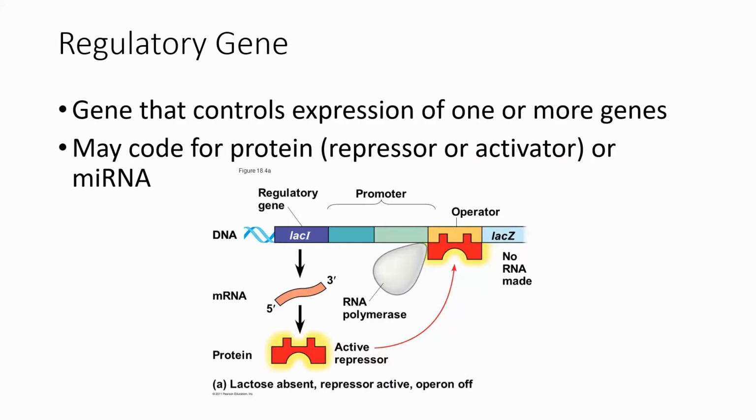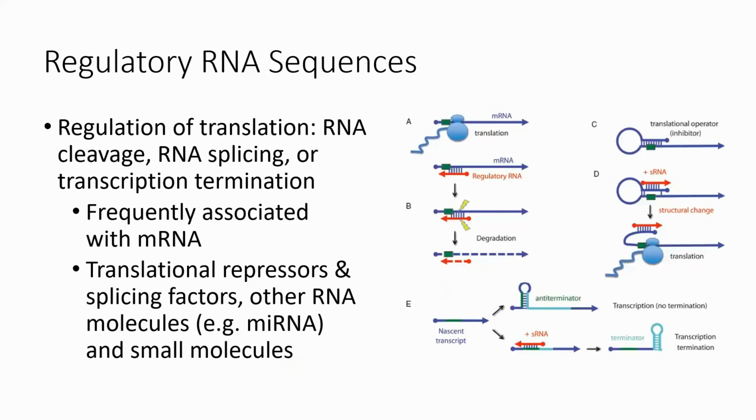Any regulatory gene is something that produces a protein that will either activate or repress another gene. You can also have RNA sequences that are designed to help regulate whether a protein is translated or not. We're going to talk about a fairly well-researched example of this, microRNAs, on the next slide.